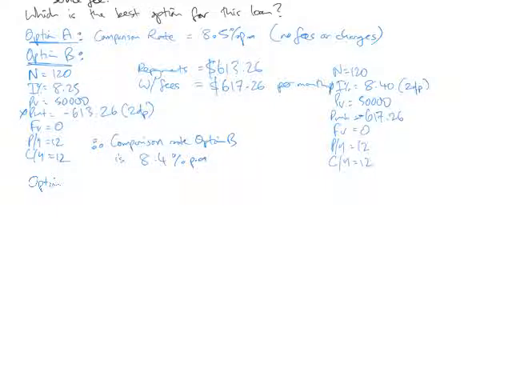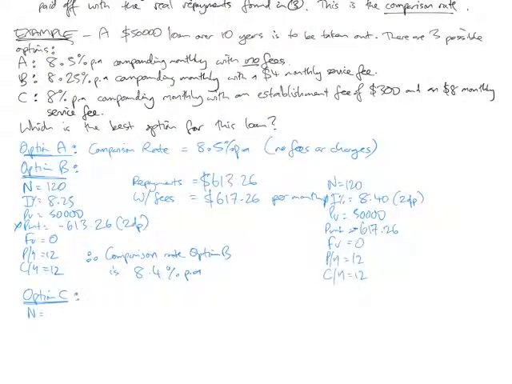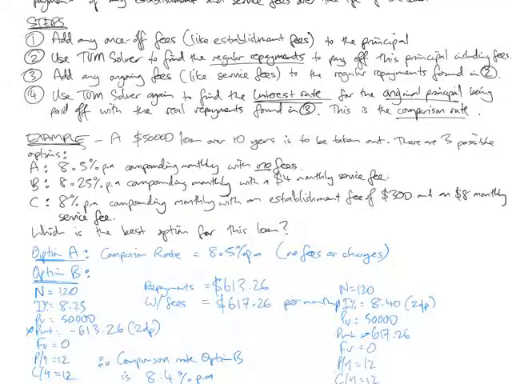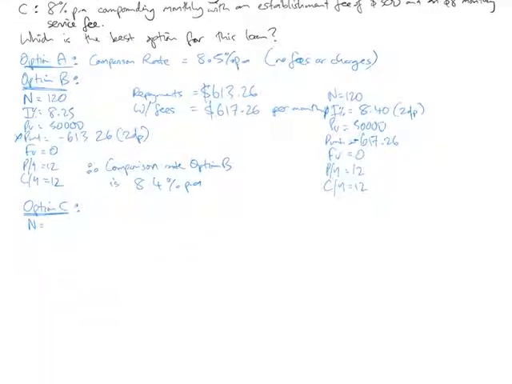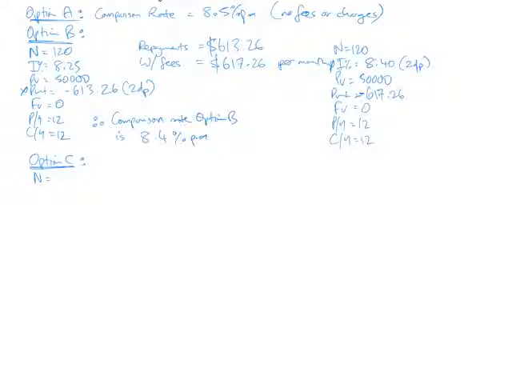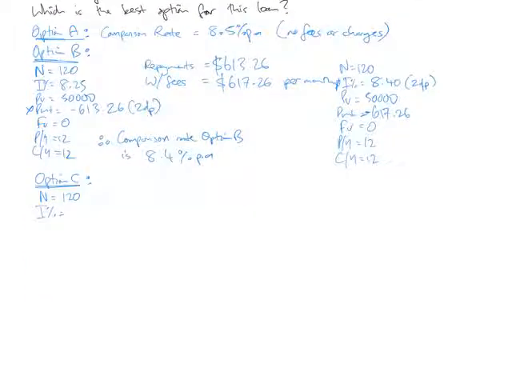And obviously the added difficulty here is that it has an establishment fee. So we need to work out what the regular repayments are with the principal having the establishment fee added to it. So add any once-off fees to the principal. I'm going to do that in the process of putting the information into the calculator. So option C had an interest rate of 8% straight.